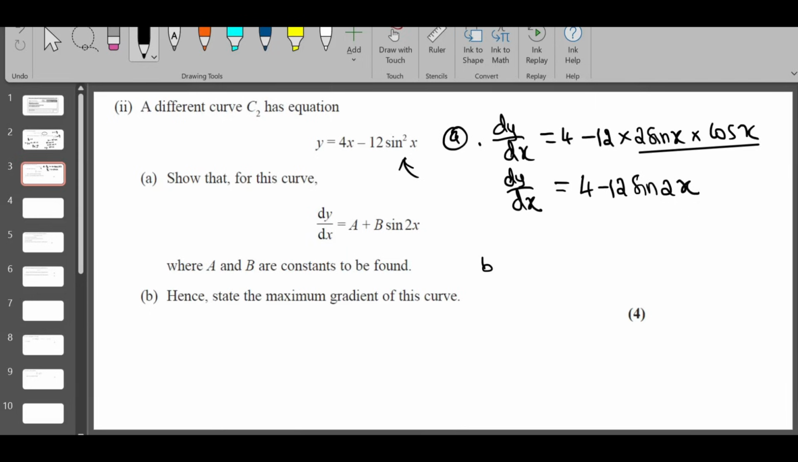Part B, they want you to find the maximum value of this function. So sine 2x, the maximum of sine 2x is 1, minimum is minus 1. When you sub in both the values, 4 minus 12 times 1, you get minus 8. 4 minus 12 times minus 1, you will get 16. 16 is the maximum value. So 16 is the answer.